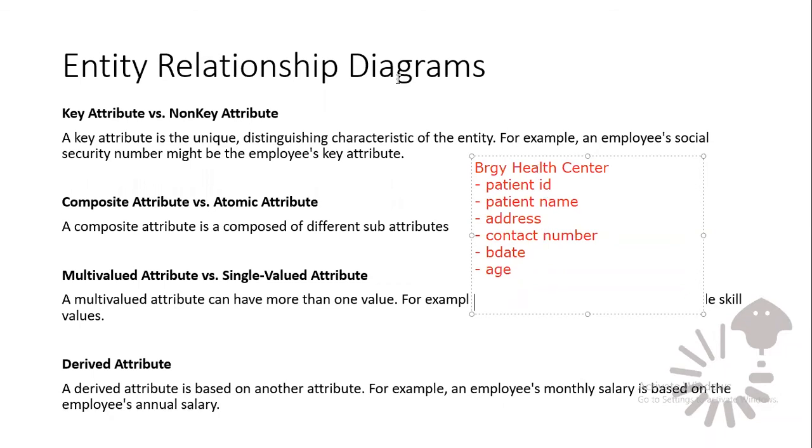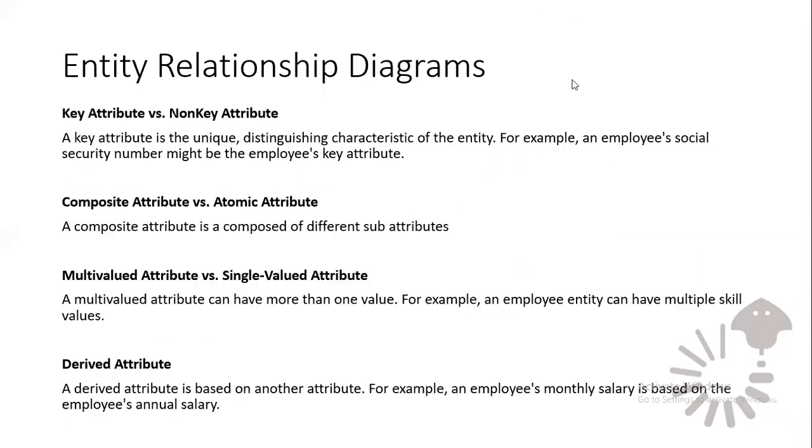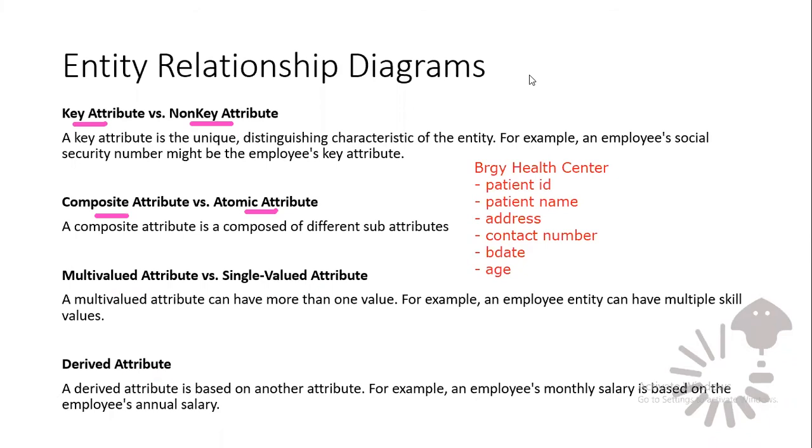Okay. If this is what we present, patient ID, what type of attribute is patient ID? These are your only choices: key, non-key, composite, atomic, multivalued, single-valued, derived. What's next? None. Key attribute, said Rona, which is correct. So this is a key attribute. Therefore, its representation in the ERD should be an oval with the patient ID underlined. Okay? Patient name.